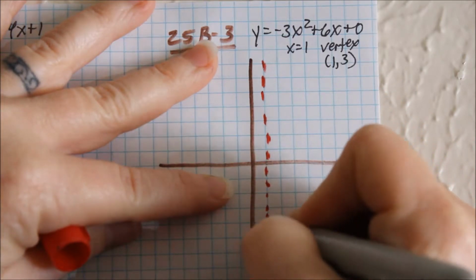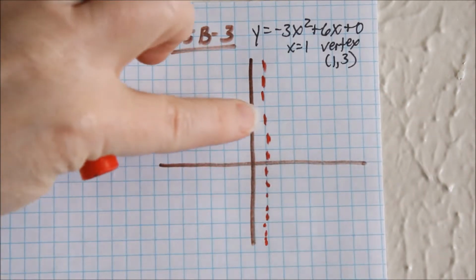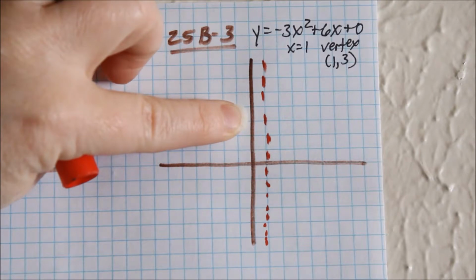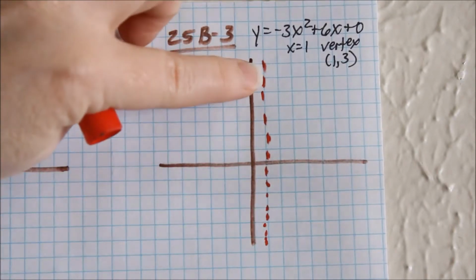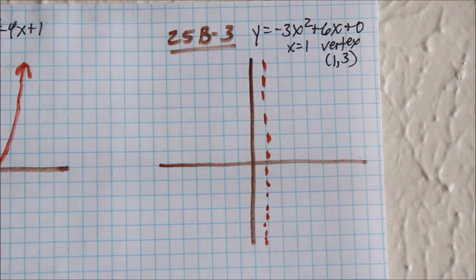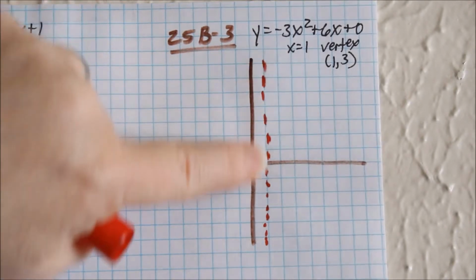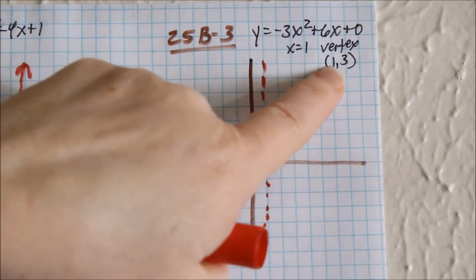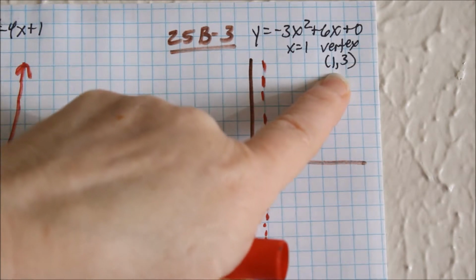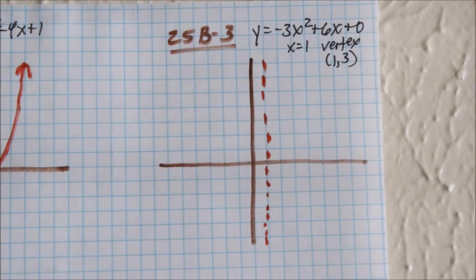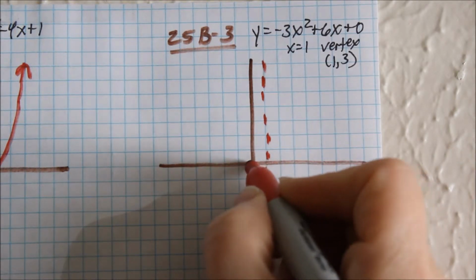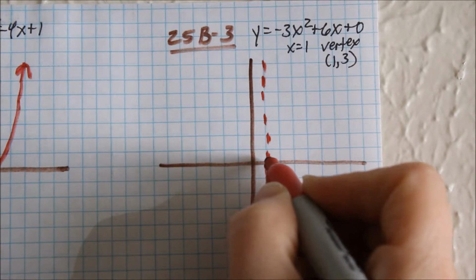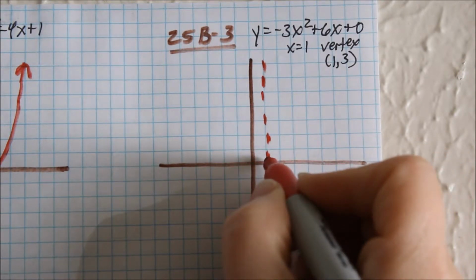All of these axes of symmetry, when it's an up-down parabola, should be parallel to your y-axis. So we're now going to be symmetrical about this dashed line. We're going to draw our axis of symmetry as a dashed line. So that's the line x equals 1. Now we can plot our vertex. Your vertex should be on the axis of symmetry. If your vertex is not on the axis of symmetry, something went wrong. The vertex is the very top or bottom of the parabola, and that should be on the axis of symmetry.